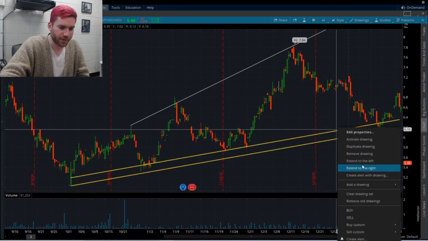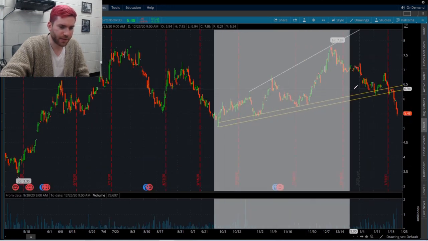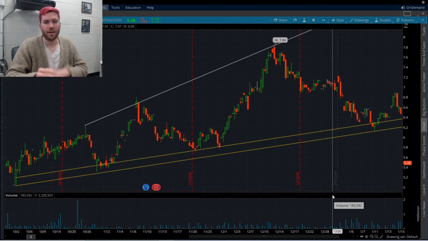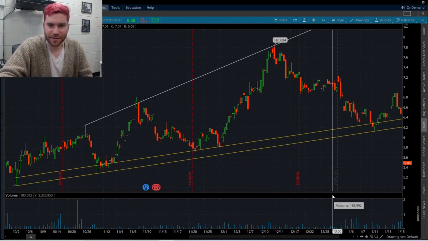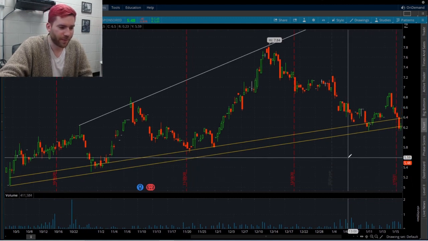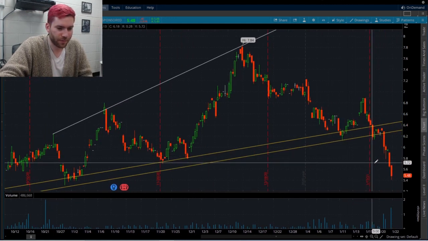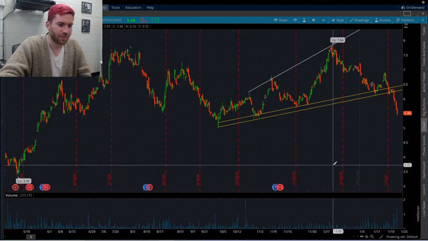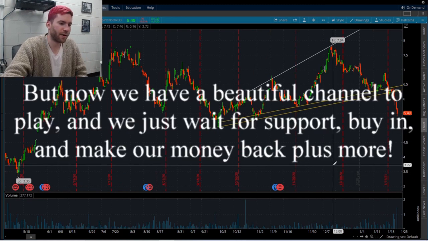Extend this. As you can see, this was a textbook broadening top, a wedge out, if you will. This is a clear sign that it's going to die on you. What happened is this. Oh, bump, bump, bump, as you can see. So that's one pattern you must know.